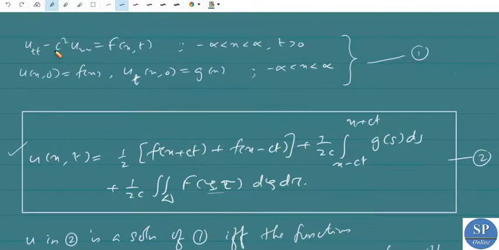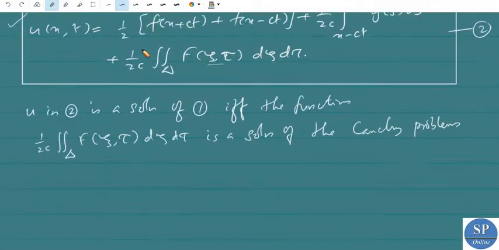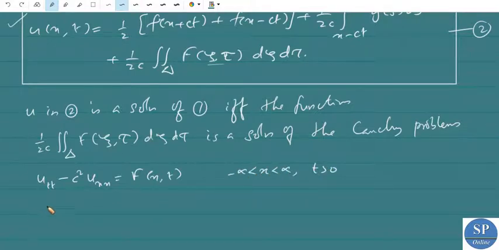u_tt minus c squared u_xx equal to f of x comma t, for minus infinity less than x less than infinity, t greater than 0, and u of x comma 0 equal to 0 and u_t of x comma 0 equal to 0 for minus infinity less than x less than infinity. That means here we have taken only the homogeneous initial conditions.